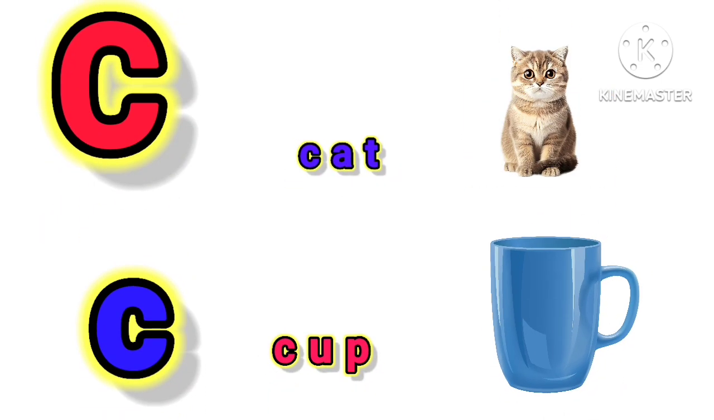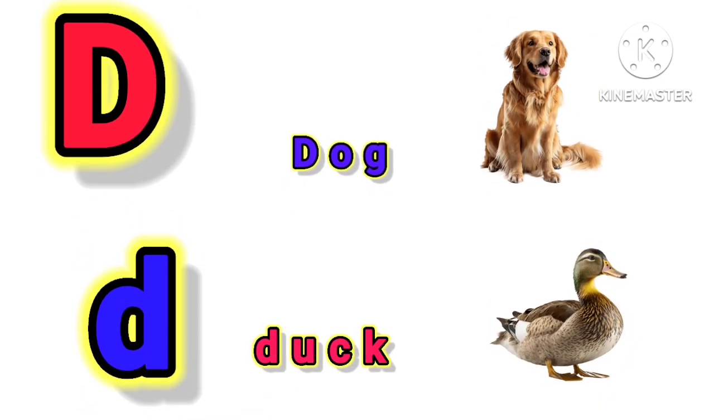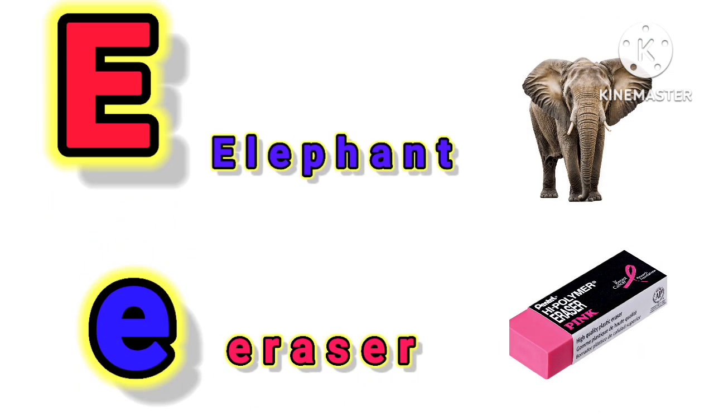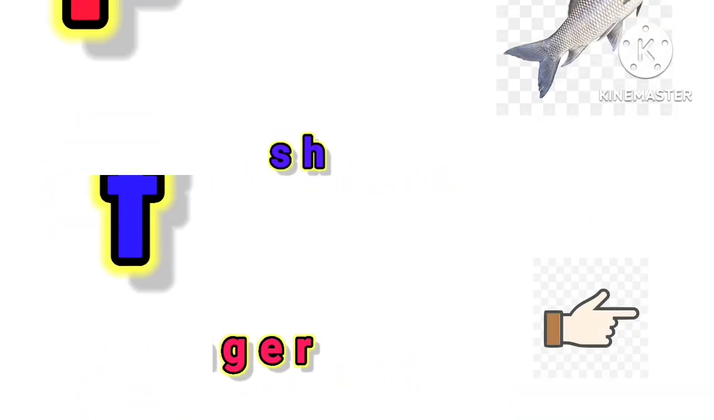C for cat, C for cup. Very good. D for dog, D for dog. Very good बच्चों। E for elephant, E for eraser. Very good.